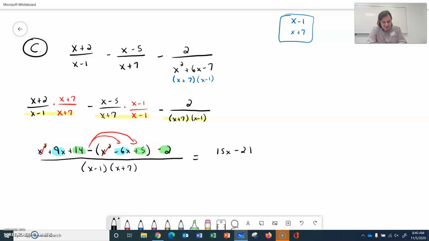Let's see, 14 minus 5 minus 2, so that'd be plus 7, right? If you find a problem, we might have to talk about it, but let's see here. Plus 7. I think all that is right, as far as I can tell. And so that's going to be over x minus 1, x plus 7. It would be nice if something else cancels out, but it doesn't look like it does. So I believe we are done here.